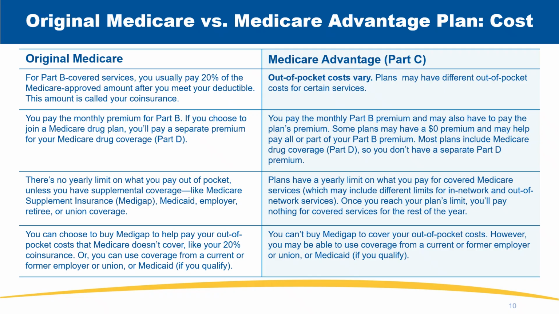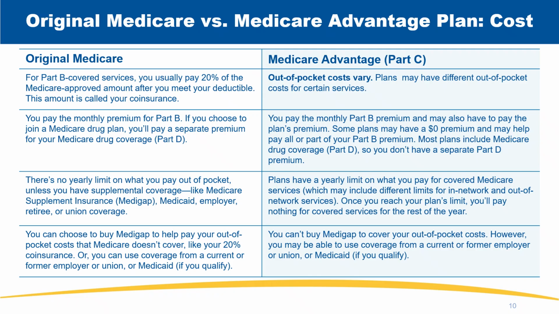You can't buy Medigap to cover your out-of-pocket costs. However, you may be able to use coverage from a current or former employer or union or Medicaid if you qualify. So you cannot enroll into both Medigap and Part C. It would have to be one or the other. Medigap plans do not partner with Medicare Advantage plans, but you will also receive the same benefits such as cost sharing.